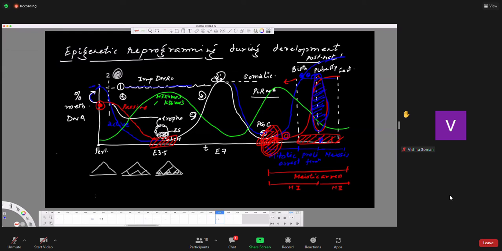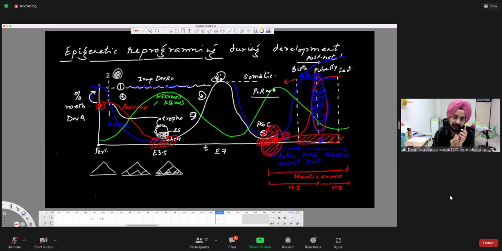Secondly, I was just wondering about this point. Here we have two spots where demethylation is happening, one in the inner cell stage and one in the PGC stage. Rather than going up and again going down, in the first stage itself, can't the cells segregate? Yeah.